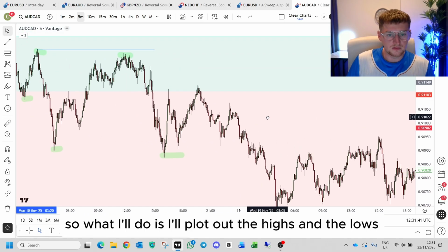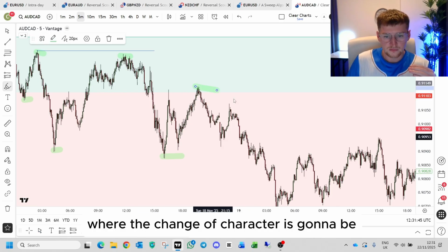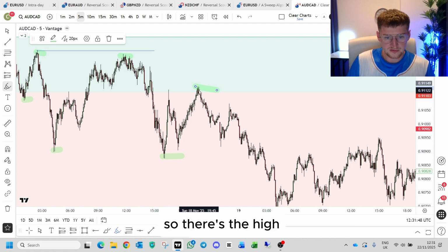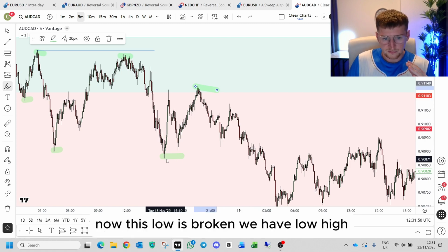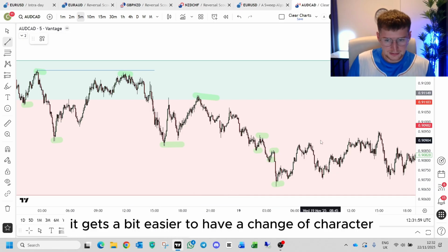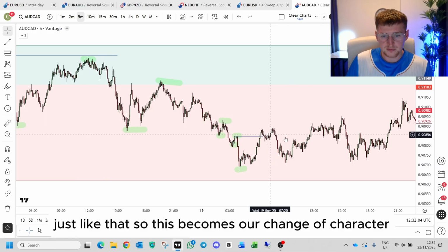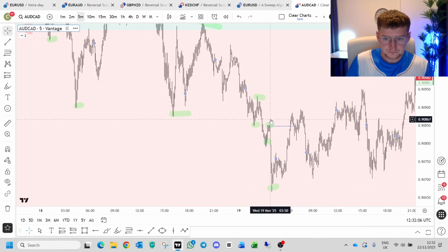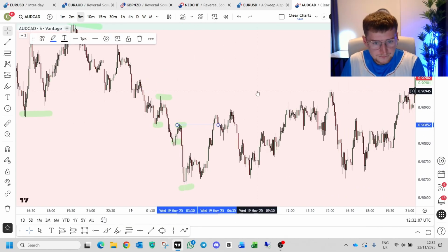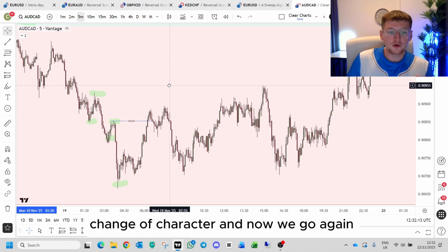So now we just keep trading bearish to the downside. So what I'll do is I'll plot out the highs and the lows so you can kind of see where the change of character is going to be. So there's the high. Now this low is broken. We have low, high, low, high, low. And now it gets a bit easier to have a change of character, just like that. So this becomes our change of character here. Change of character. And now we go again.